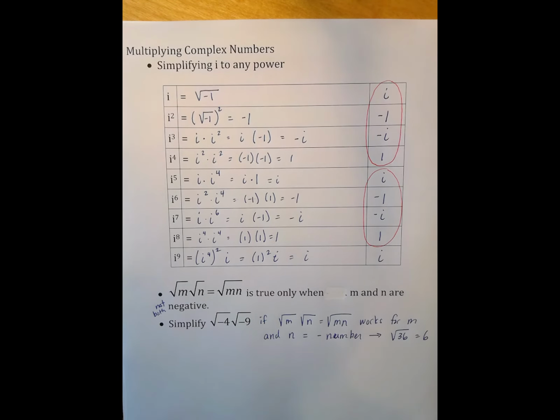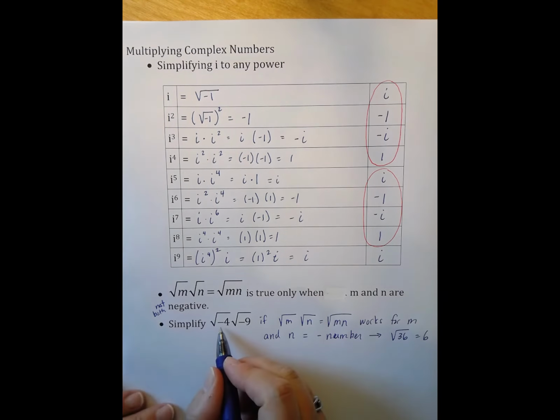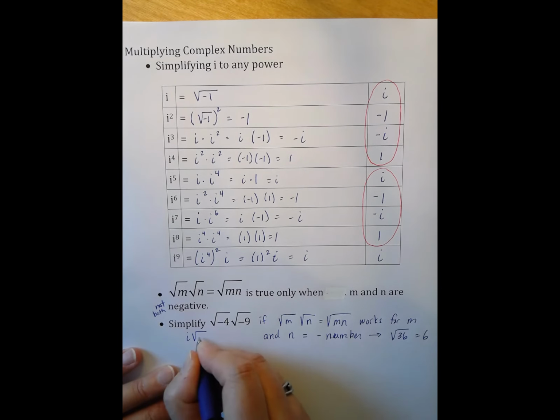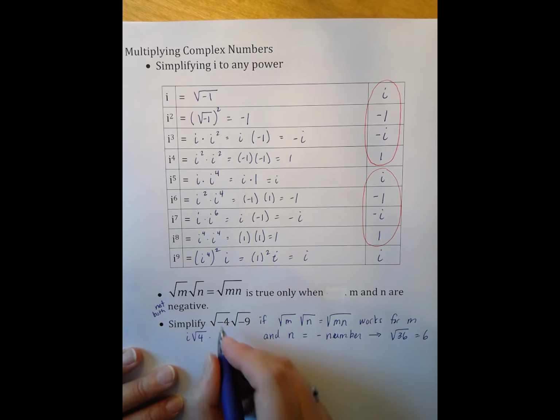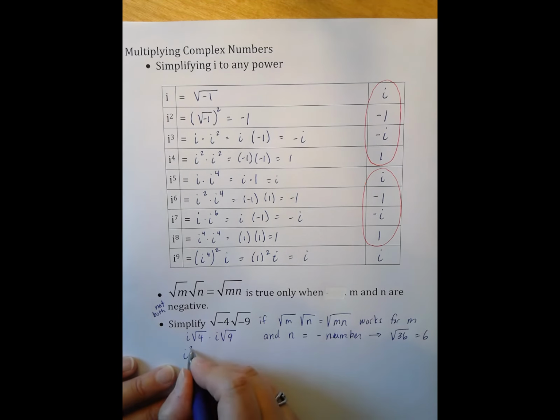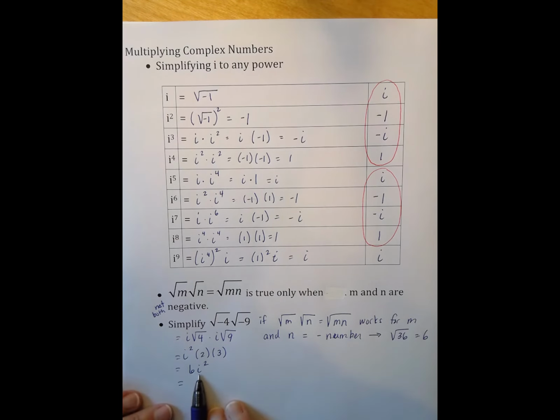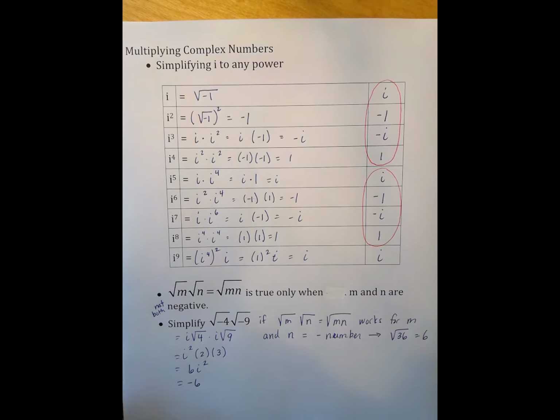So let's try it the other way. Let's say that they're not equal. Well, I know from the work I've done previously that I can rewrite the square root of negative 4 as i times the square root of 4, and negative 9 as i times the square root of 9. I know that i times i is i squared. Square root of 4 is 2. Square root of 9 is 3. So I end up with 6i squared. But I know that i squared is negative 1. So I get negative 6.